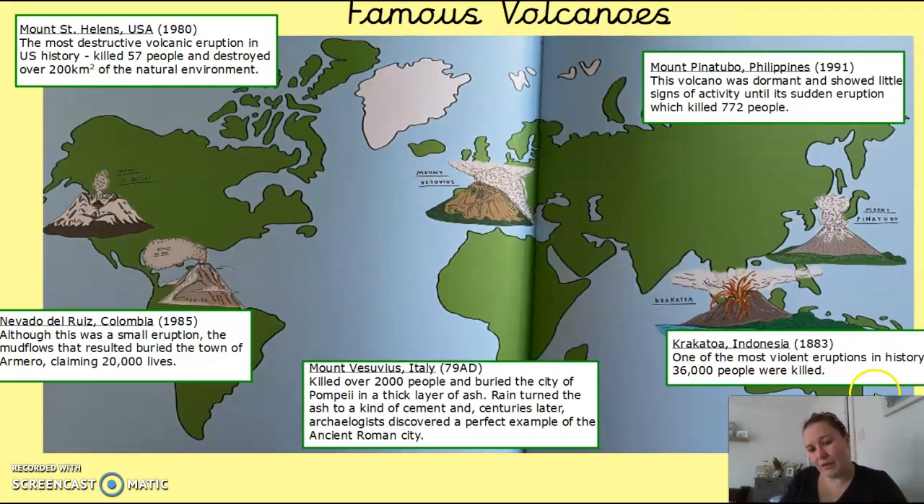Another one that you might have heard of is Krakatoa. Okay, and this one's in Indonesia, and it is one of the most violent eruptions in history. This was 1883, and 36,000 people were killed there. You might have heard of Krakatoa because it is quite famous.